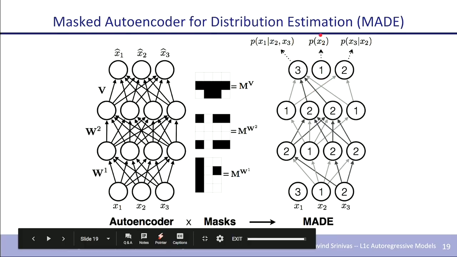So x2 cannot depend on anything. That's why you see no edges leading to it. And then x3 can depend on x2, so you can have edges going from x2 to this node. There could be arbitrarily many neurons in the middle, but as long as there's no connection between, say, x3 and itself or x1 and itself, that is fine. And random variable x1 can depend on x2 and x3. That's why you see most edges going to it.